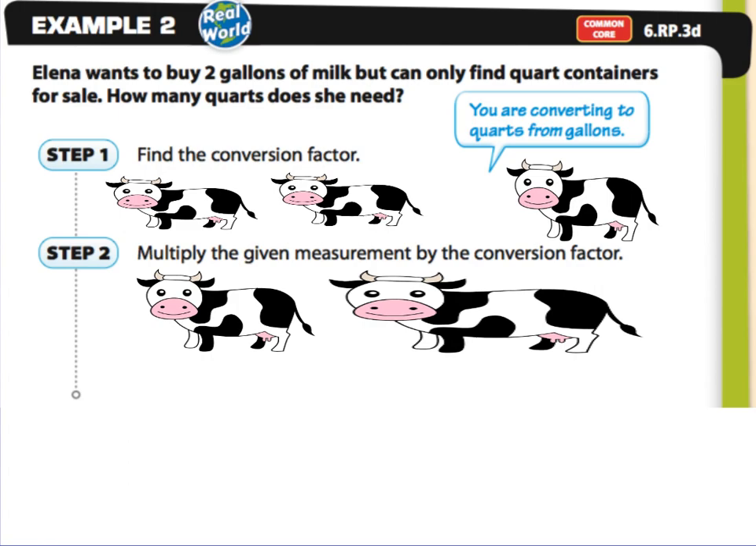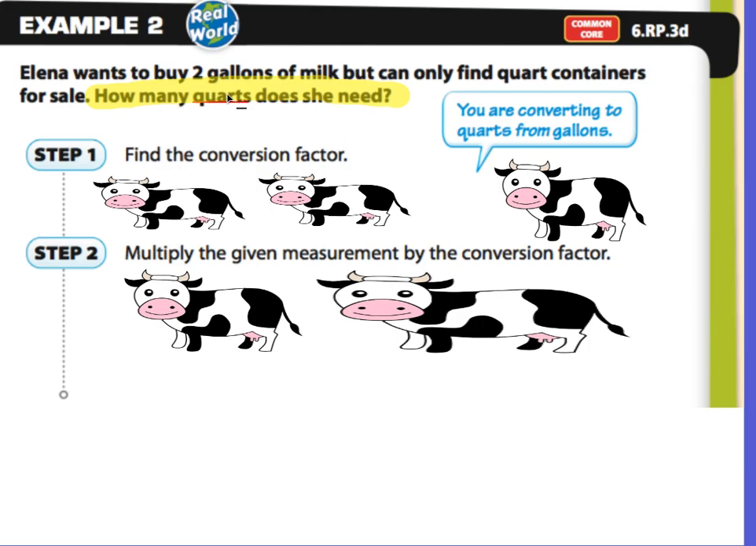All right, so now I have Elena who wants to buy 2 gallons of milk. And she can only find them in quart containers, so that's kind of a problem if you don't understand conversions. And she needs to figure out how many she needs. So the question is, how many quarts does she need? I would underline the word quarts because it's important to know that she has to figure it out in quarts. I would underline gallons because that's how much she needs, and she needs 2 of them. So she needs 2 gallons, but she can only find quarts.